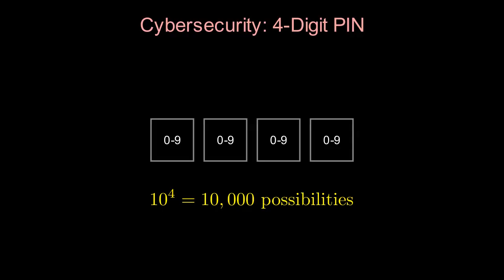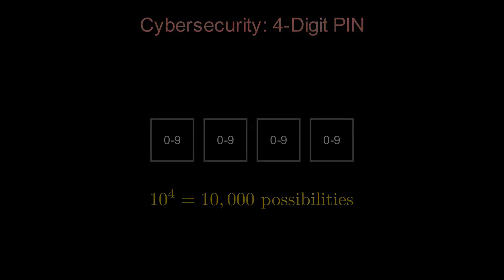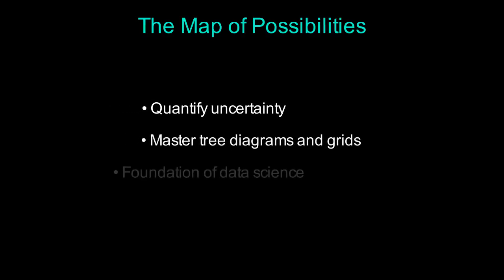Consider a 4-digit PIN code. Since each digit can be 0 through 9, the sample space consists of 10,000 possibilities, 10 to the 4th. This is the foundation of cybersecurity. The larger the sample space of a password, the harder it is for a brute force attack to guess the correct outcome. Understanding the size and structure of these spaces is the first step toward mastering data science and risk management.